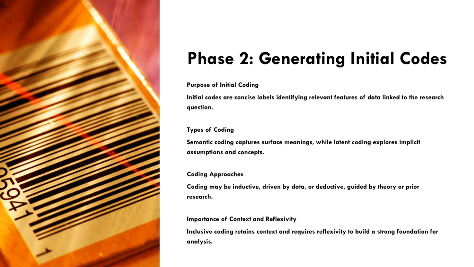It's important to code inclusively, preserving enough context around each data extract. If codes are too narrow or taken out of context, it can make developing meaningful themes more difficult later on. This phase demands careful judgment, ongoing reflexivity, and a structured process to build a strong foundation for your analysis.